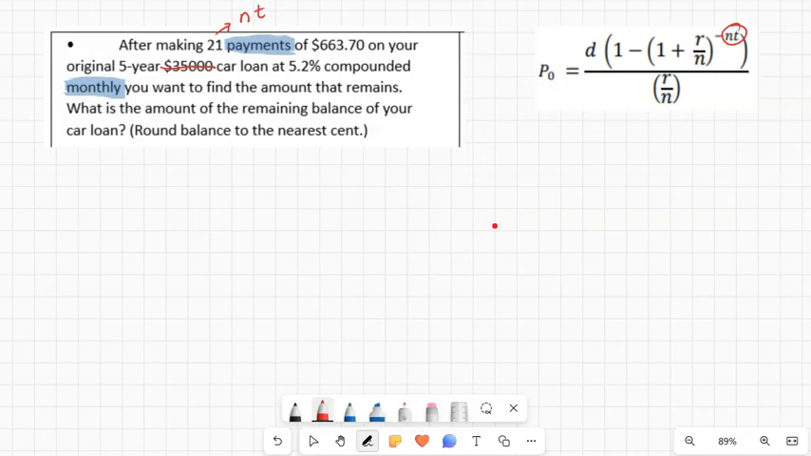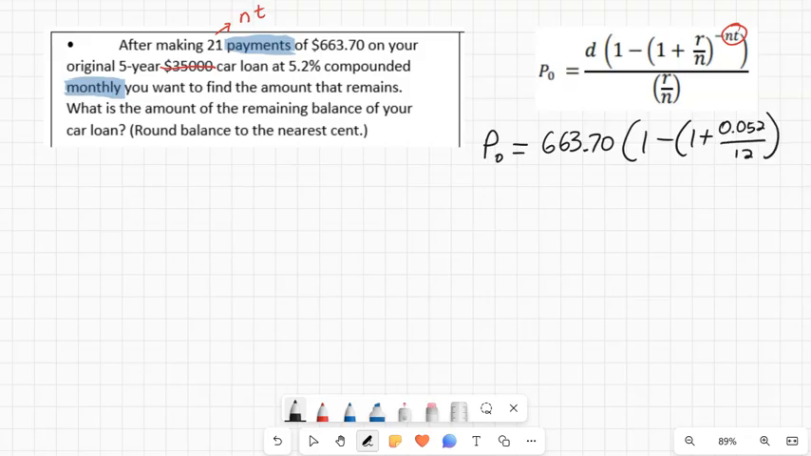So how we use the loan formula is we ask ourselves, what would happen if we continued to pay this monthly payment at the same interest rate, the same frequency, but let's see, 5 years equals 5 times 12, 60 months. 60 months minus the 21 months that we've already paid is 39 months. That's how many months are left over.